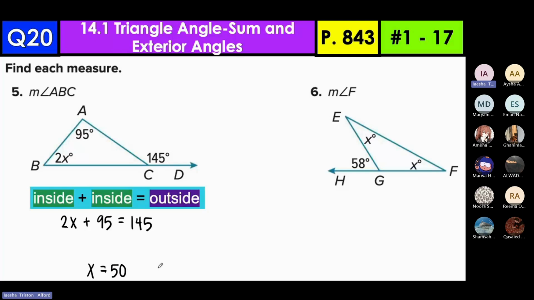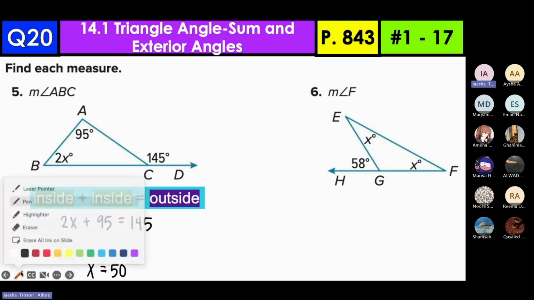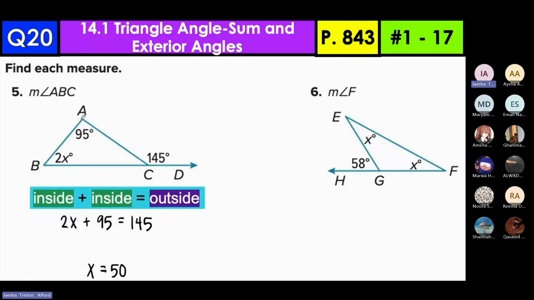Now, be careful on this one. You have to read the question. They want what from you? The value of x or the measure? The measure. They want the measure of angle ABC. Start at A, go to B, stop at C. They want this one. So this is equal to 2x.